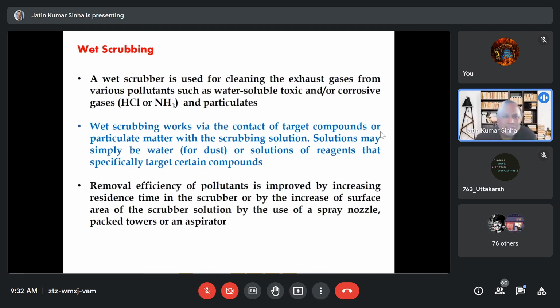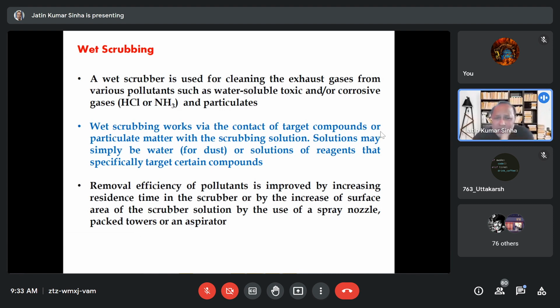Then comes wet scrubbing. A wet scrubber is used for cleaning exhaust gases of various pollutants, such as water-soluble toxic or corrosive gases like HCl and ammonia, or particulates. Wet scrubbing works by contact of target compounds or particulate matter with the scrubbing solution. So this is a pure chemical reaction happening between the pollutants and the target material.